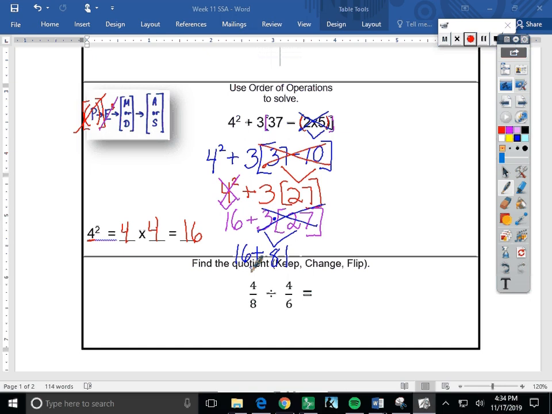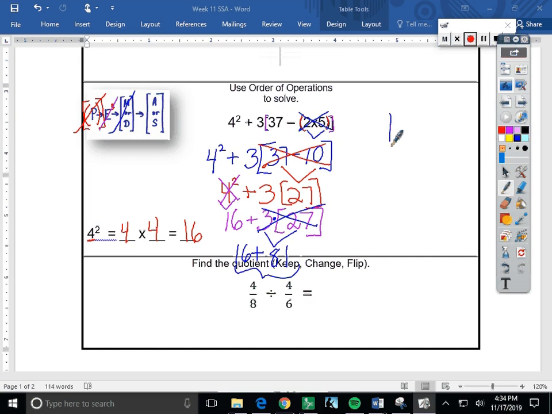We took care of the multiplication. It was kind of hiding. It was right next to a bracket, wasn't it? But we were able to spot it with our math eye. So the next thing we look for is addition or subtraction, and we do have that left. So your last step is 16 plus 81.